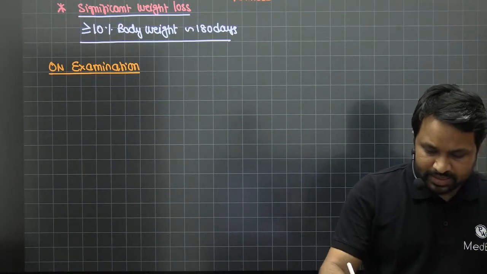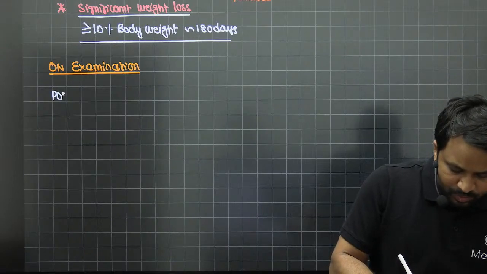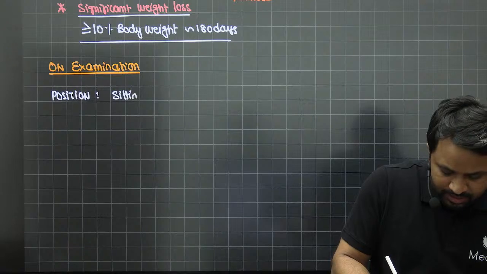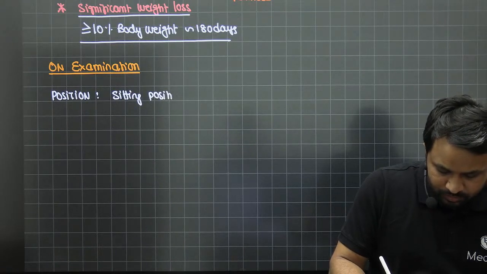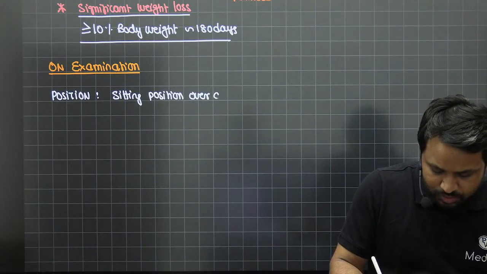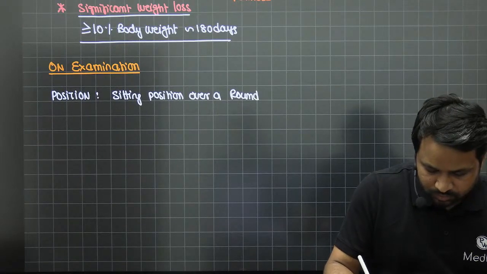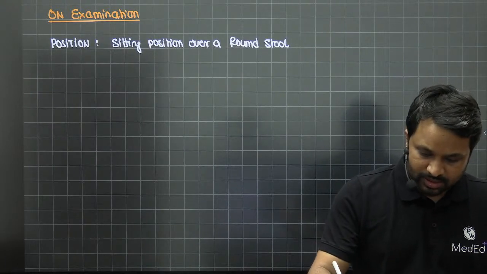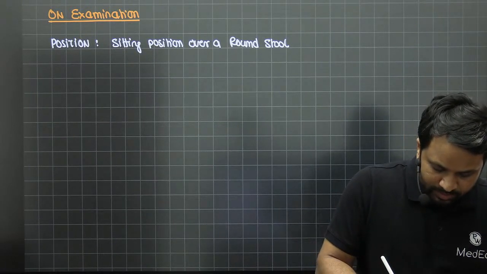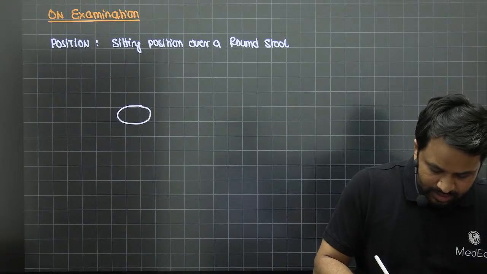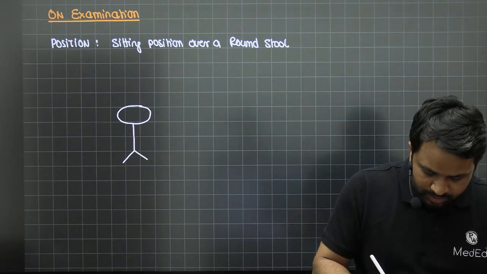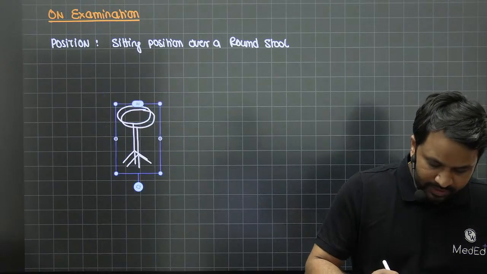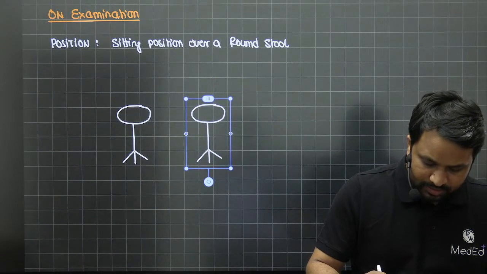Whenever you want to examine a breast patient, what is the position in which you would like to examine? It is going to be a sitting position over a round stool. Now this provides you adequate access, right? Now, what are the various positions in which you would like to examine the patient? Take this as a representation of the round stool, and we will see the various positions in which we could examine the patient.